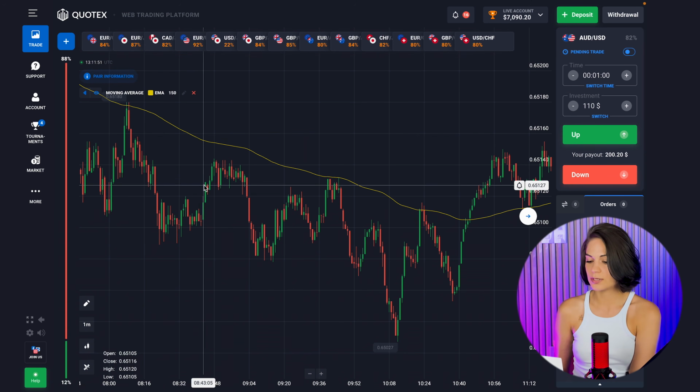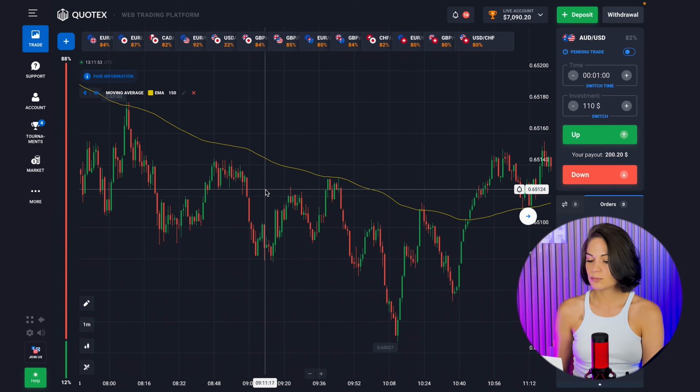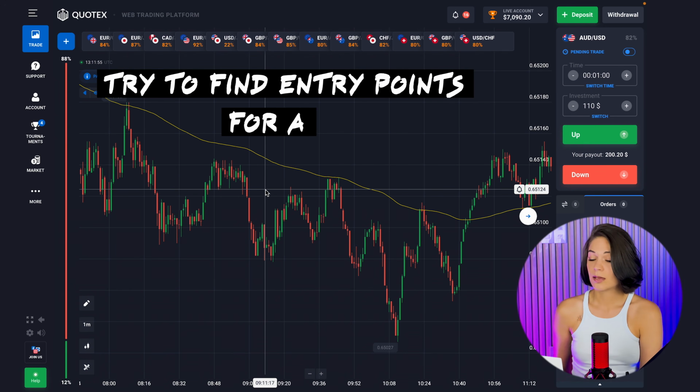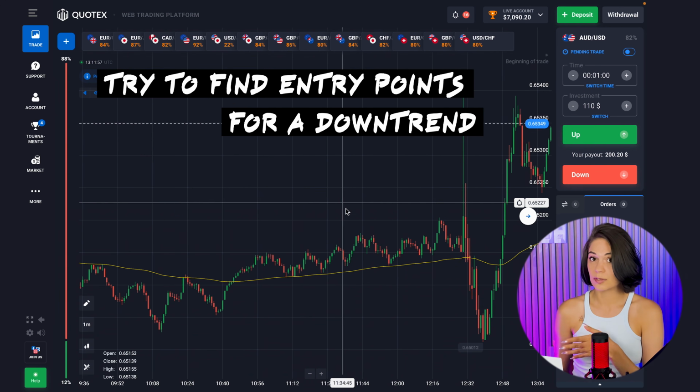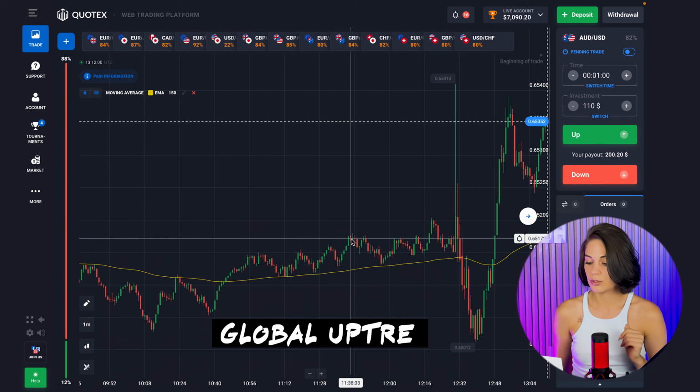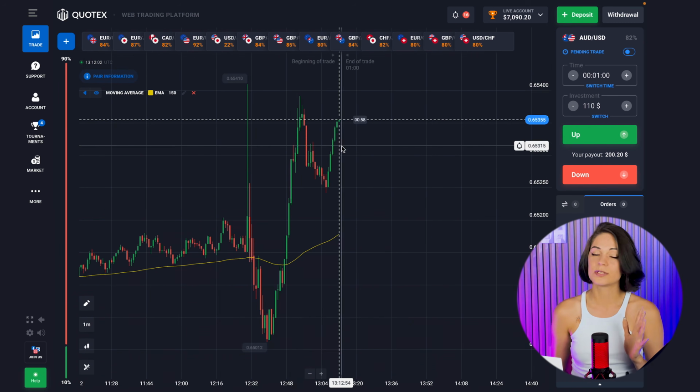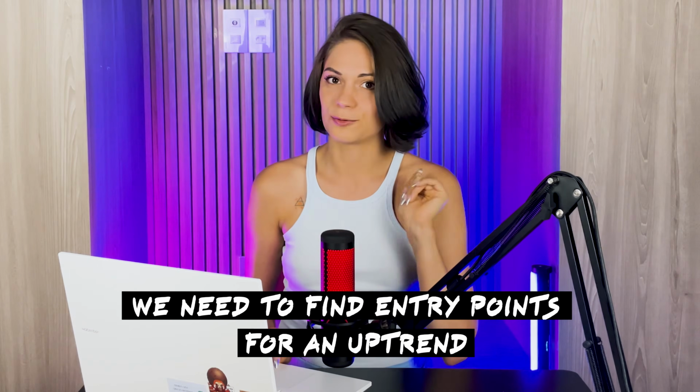So for example, if we are in a global downtrend, it's more profitable to try to find entry points for the downtrend. And of course the same goes for the global uptrend. We need to find entry points for an uptrend, of course.